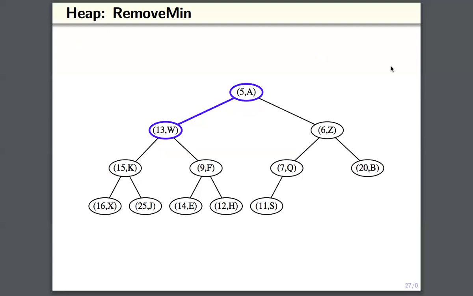Same idea: when you swap, 9 goes up, 13 comes down. If you analyze the heap order property, it is satisfied here and here. What about 13? No, it's not satisfied. So take the smallest element of its child nodes, 12 and 14, that is 12. 12 is smaller than 13, so swap. When you swap, what happens?